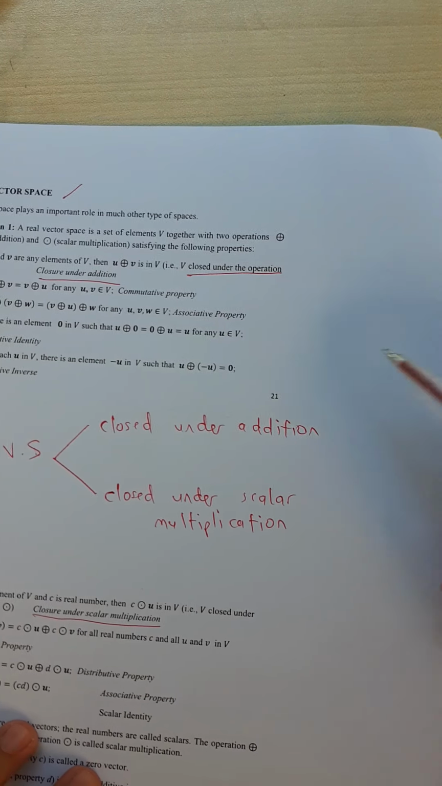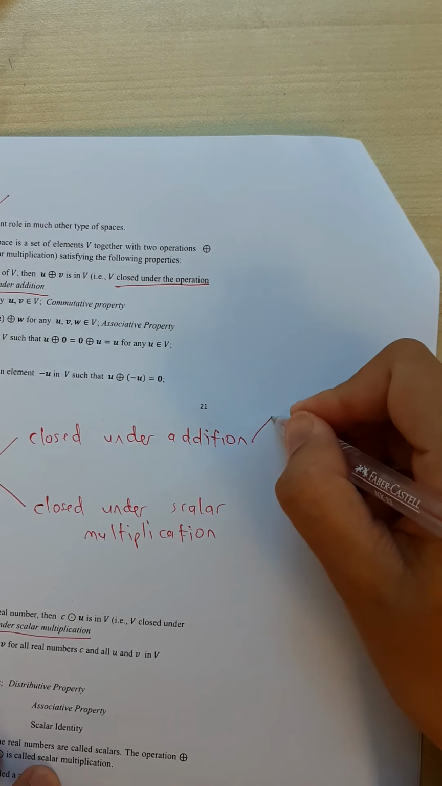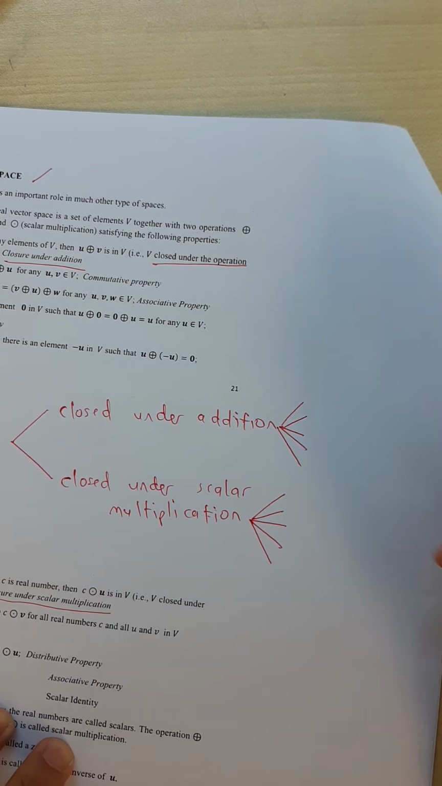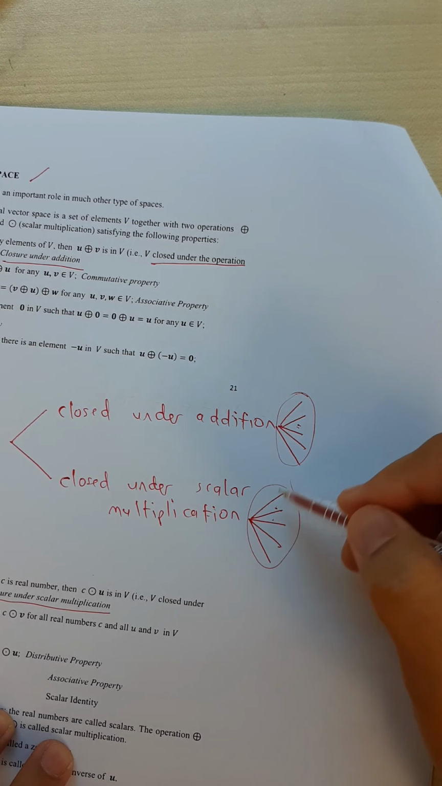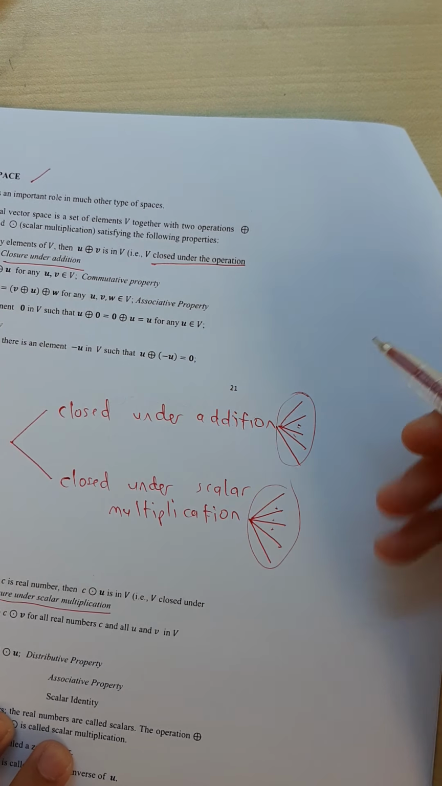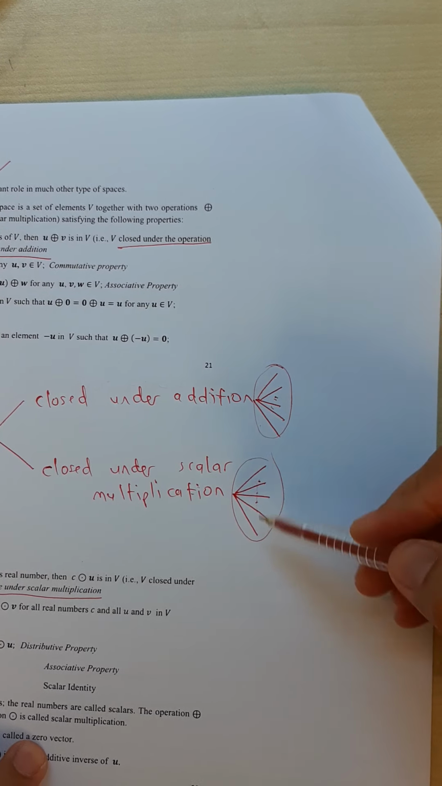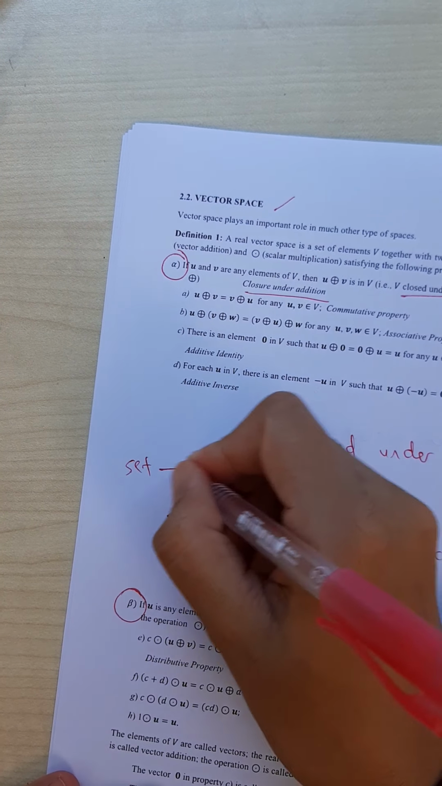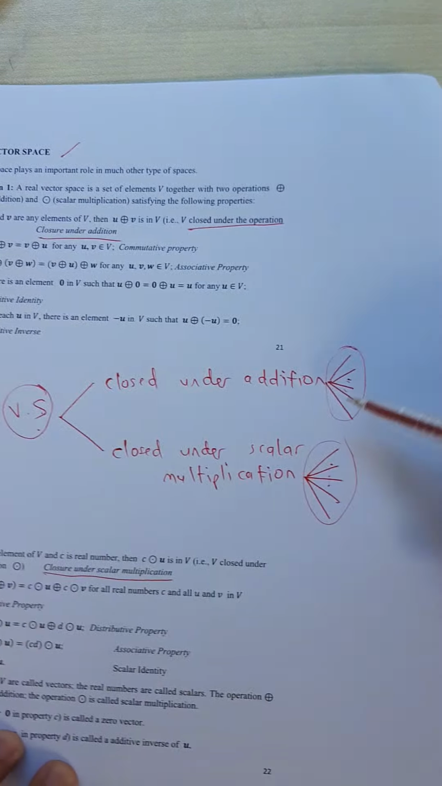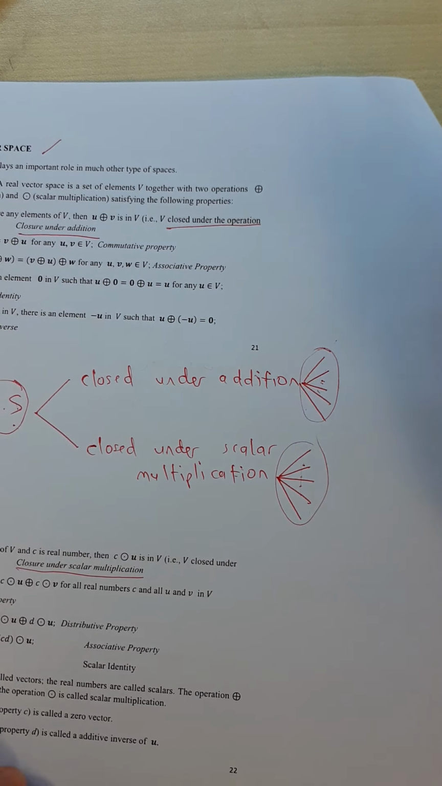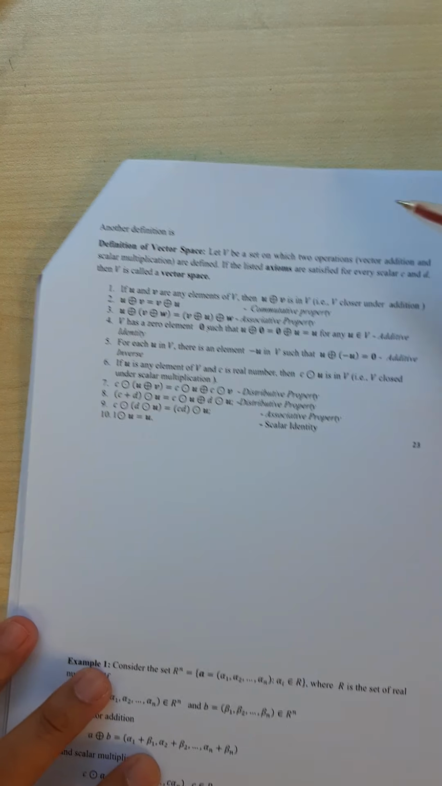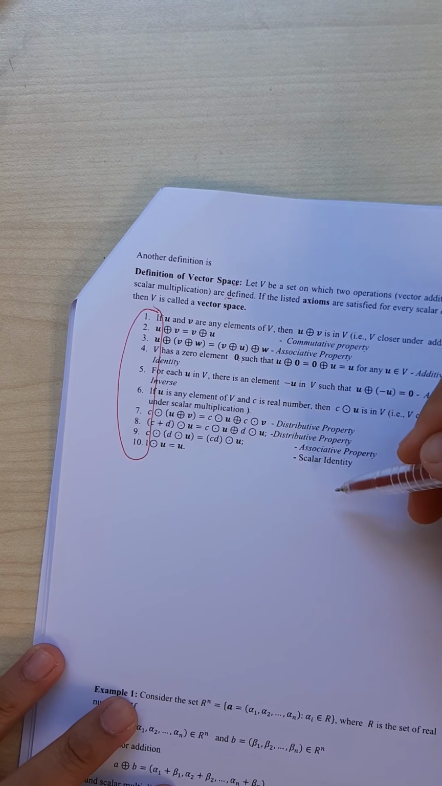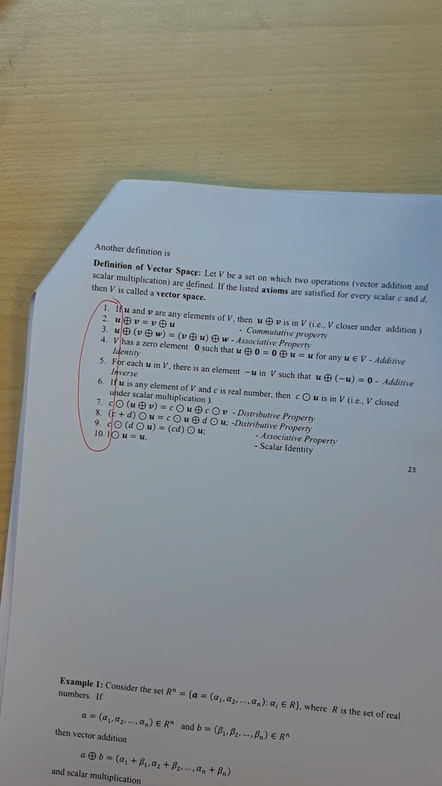If you still remember, each of these is divided into another 5 properties that you need to check: 1, 2, 3, 4, 5. If you add these to the 2 properties, you have a total of 10 properties. So you start with a set given to you, and you check if it's a vector space or not by using these 10 properties, which are listed in the definition of vector space. You need to verify all of them in order for a set to be a vector space.